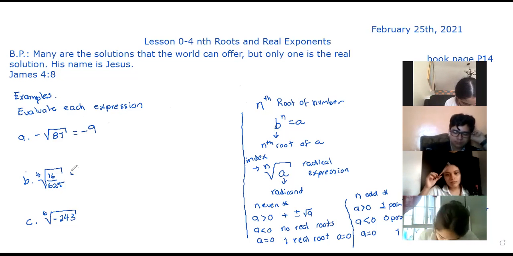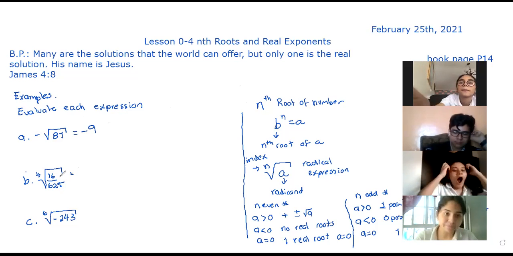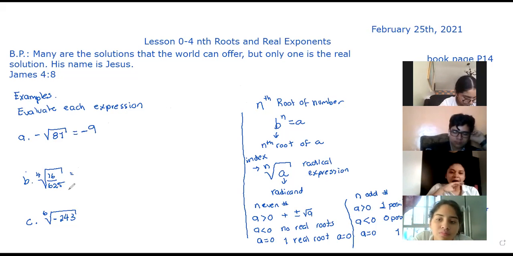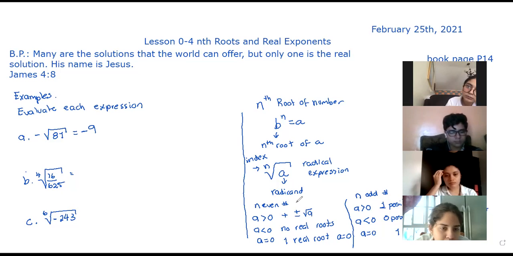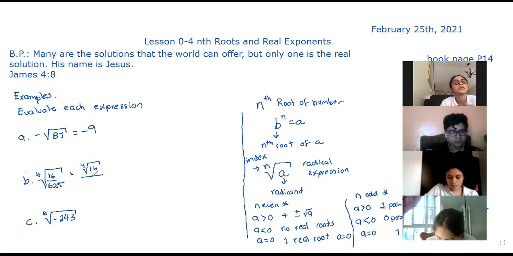Now, you have the quartic root of 16 over 625. The value of n is even and it's greater than 0. The value of a is greater than 0. That means that I will have 2 roots. Not only the square roots are positive and negative, also all of the even roots, okay? So I can rewrite this as the quartic root of 16 divided by the quartic root of 625.